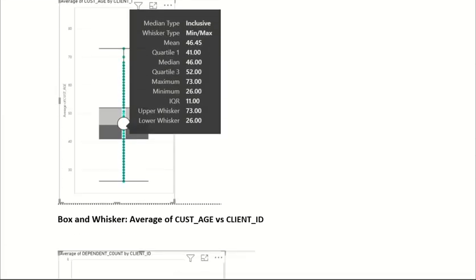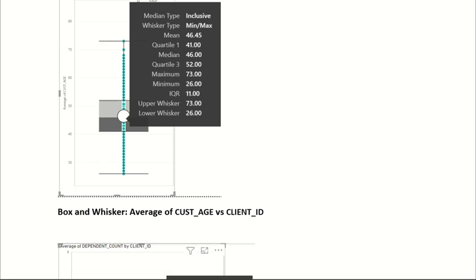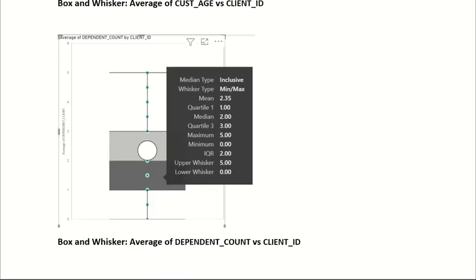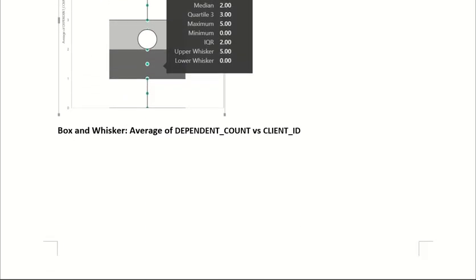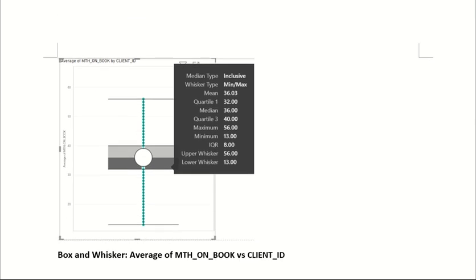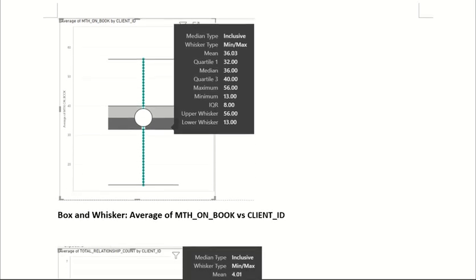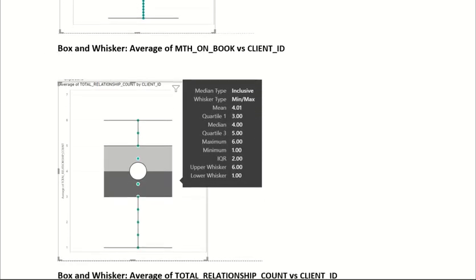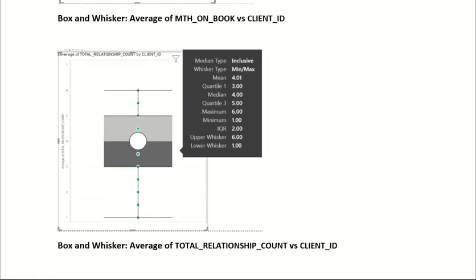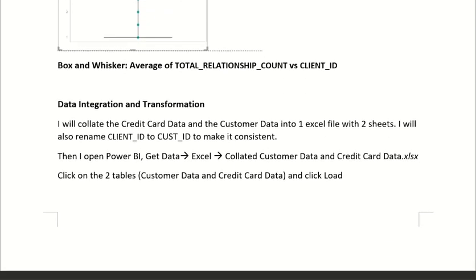Box and whisker is constructed for average of customer age versus client ID, average of dependent count versus client ID, average of months on book versus client ID, and average of total relationship count versus client ID.